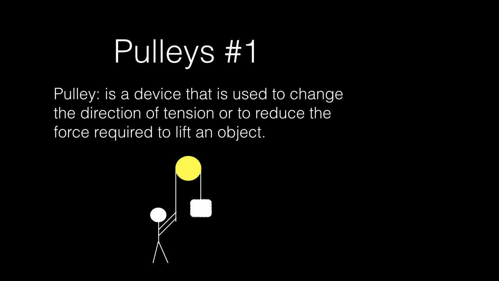In this video we're going to talk about pulleys, and as we talked about in class, a pulley is a device that's used to change the direction of tension, or it's used to reduce the force required to lift an object. We're going to go through a lot of pulley problems coming up in the class, so I wanted to go through a couple of examples in how to solve the math part of pulleys, because it's a little bit different than what we've seen before.